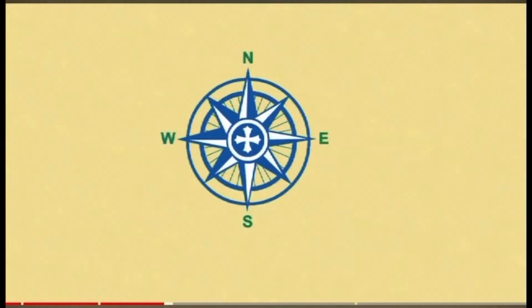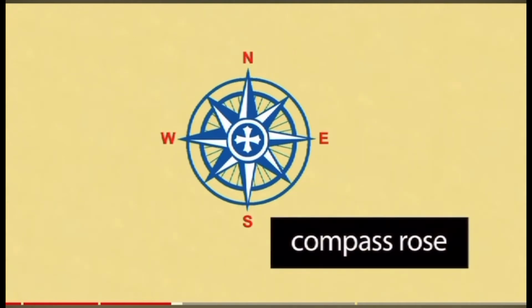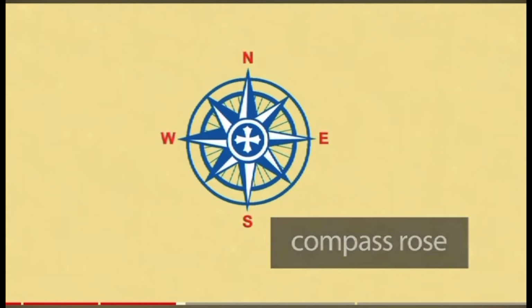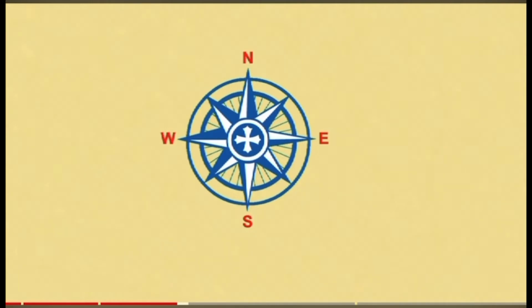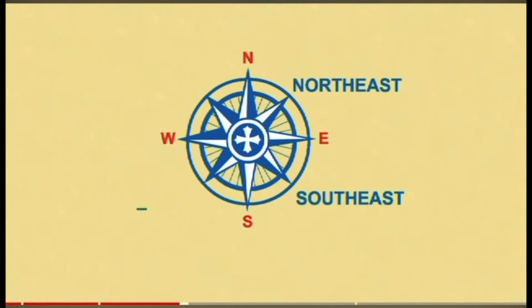On a map, north is usually at the top, south is at the bottom, east is to your right, and west is to your left. These directions are printed on a map in a cluster of arrows known as a compass rose. It sort of looks like a flower, showing north, south, east, and west, as well as the in-between directions of northeast, southeast, southwest, and northwest.